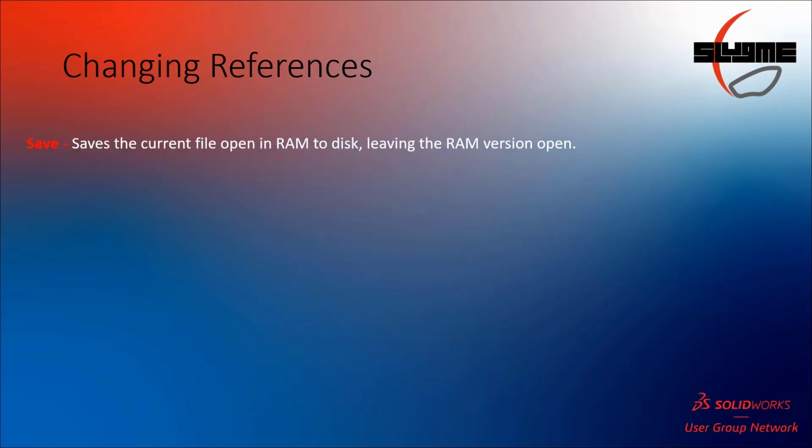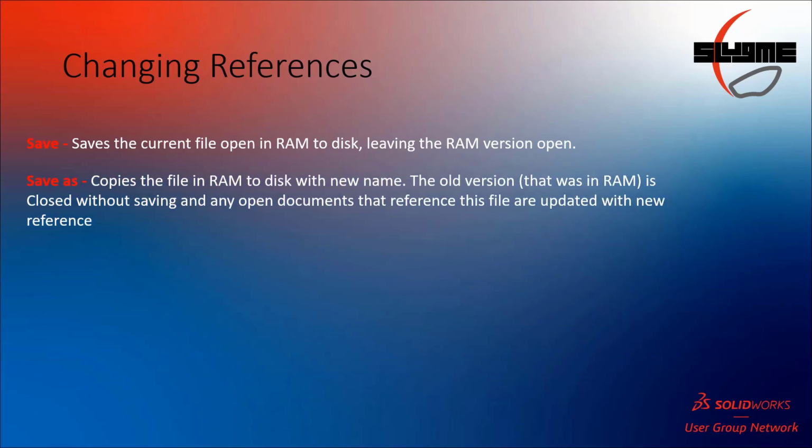So, let's see. Save saves the current file that's open. It saves it to RAM, keeps everything open, lets you keep working. Perfect. Save As copies the file in RAM to the disk with a new name. The old version that was in RAM is closed without saving. That's an important piece to note. And any open documents that reference this file are now updated and pointing to the new file. Your references all get updated.